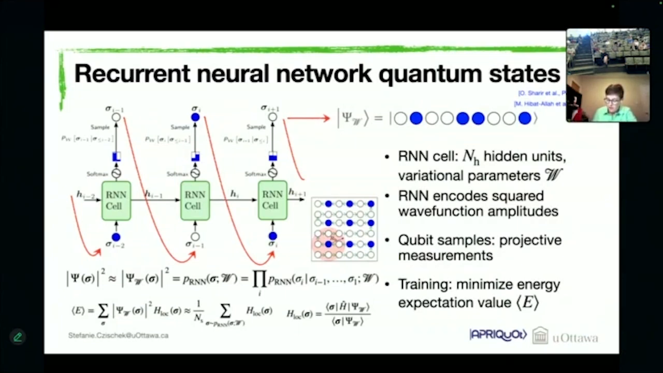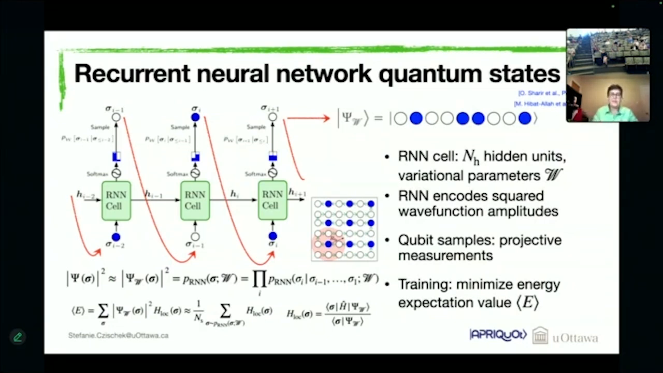We make use of the fact that if we sample from the distribution that is encoded in the RNN, or basically we take all these sample states that we get as an output of the RNN, then we can interpret these samples as projective measurements, and we can use them to approximately evaluate the expectation value of any observable. And so with this, we can also evaluate the expectation value of the energy. And we then can find a way to update our variational parameters such that the energy expectation value is minimized, and we find the ground state or a ground state representation of a given Hamiltonian.